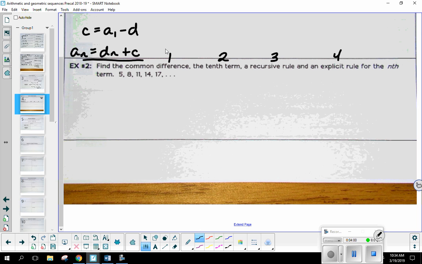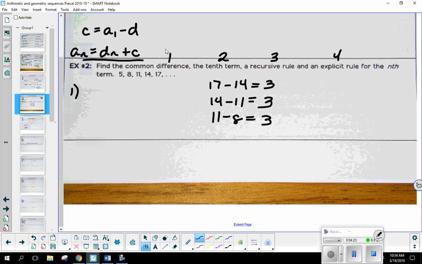Okay, so here, if I know it's arithmetic, all I have to do is take consecutive terms and subtract them. Always subtract the one prior. So if I started with 17, I'm going to subtract 14. That would give me 3. And then take another pair. 14 minus 11 will give me 3. 11 minus 8 will give me 3.